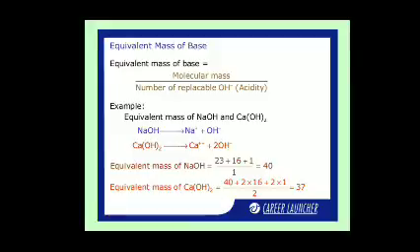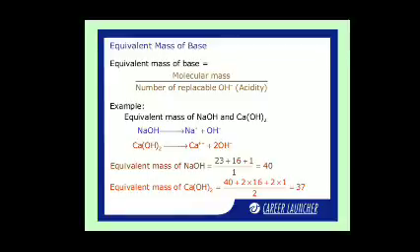Therefore, equivalent mass of NaOH: 1 sodium, 1 oxygen, 1 hydrogen, 23 plus 16 plus 1, that is equal to 40. Gram molecular weight of NaOH is 40, its acidity is 1. Therefore, equivalent mass of NaOH is gram molecular weight by acidity, 40 by 1, that is equal to 40.